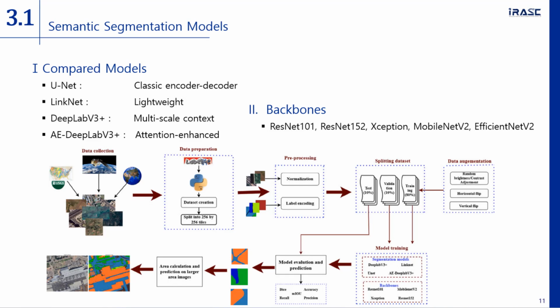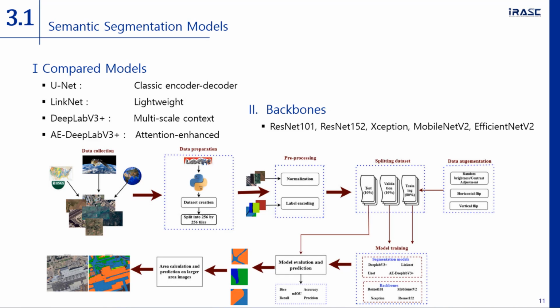The third part is methodology. This paper compares 4 types of semantic segmentation models. The first one is UNet. UNet is a classical encoder-decoder model. It first extracts image features, then gradually recovers spatial resolution, and finally outputs the segmentation result.